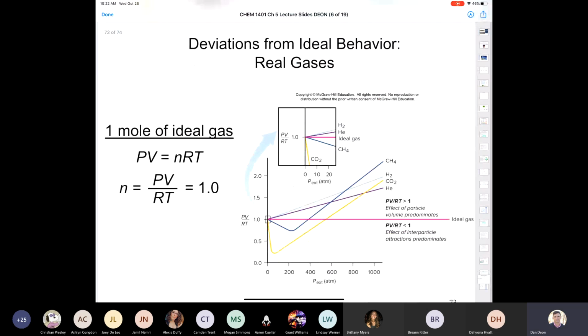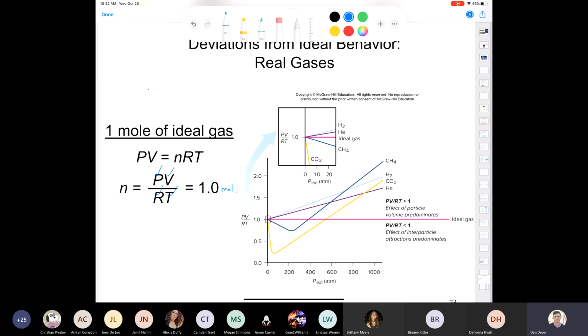Now, this is really the end game of this chapter. We've got 2 slides left, okay, where we're going to discuss deviations from ideal gas behavior. Now, if you took 1 mole of an ideal gas and put it in a container, you measure the pressure, the volume, you take the gas constant and the temperature. You measure PV and you divide it by RT. What should it equal? It should equal 1 mole, right? Because you put in 1 mole of an ideal gas.